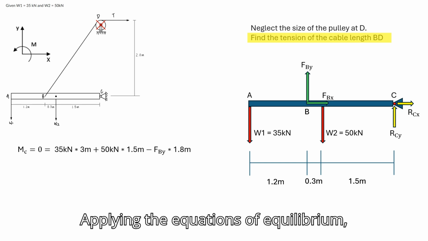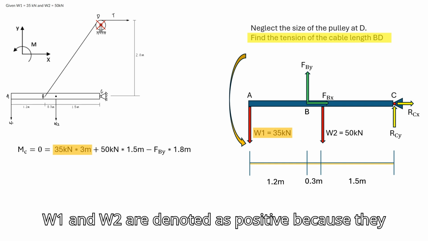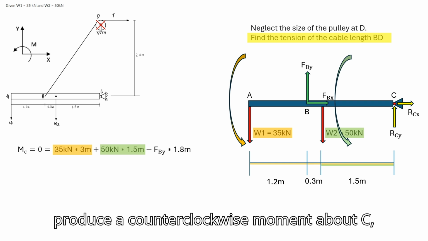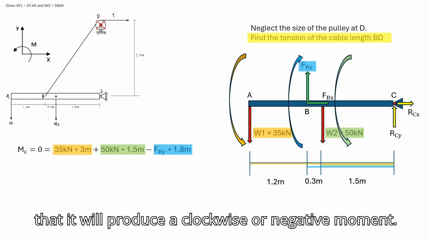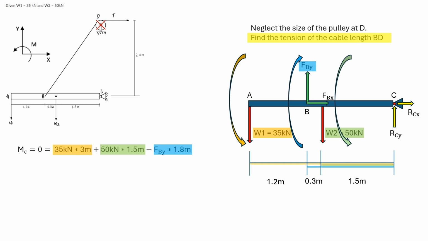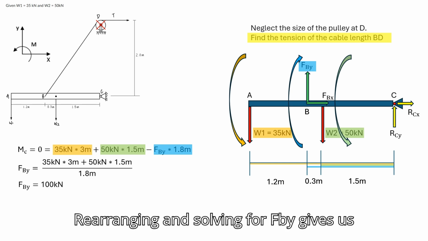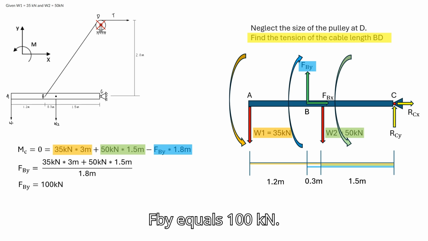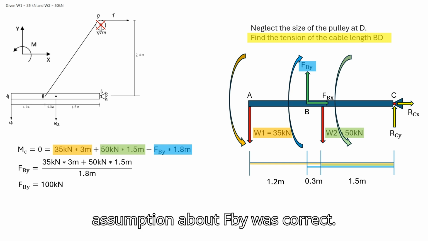Applying the equations of equilibrium, we solve for the moment about C, which we know is 0. W1 and W2 are denoted as positive because they produce a counterclockwise moment about C, while FBY is denoted negative because we assume that it will produce a clockwise or negative moment. FBX, RCX, and RCY do not produce any moment about C and are therefore excluded. Rearranging and solving for FBY gives us FBY equals 100 kilonewtons. This is positive, which means that our assumption about FBY was correct.